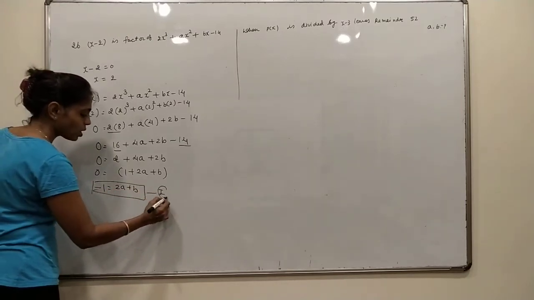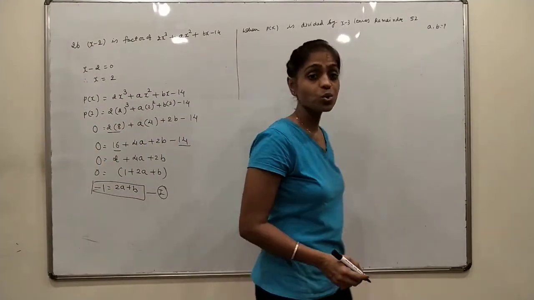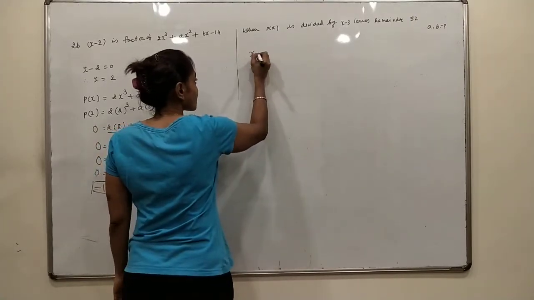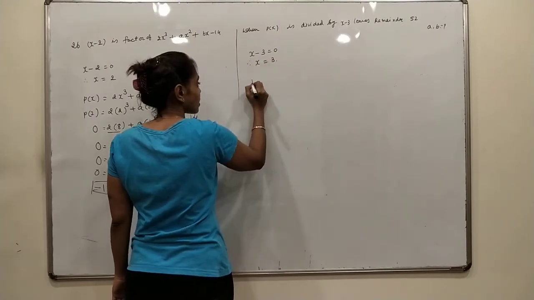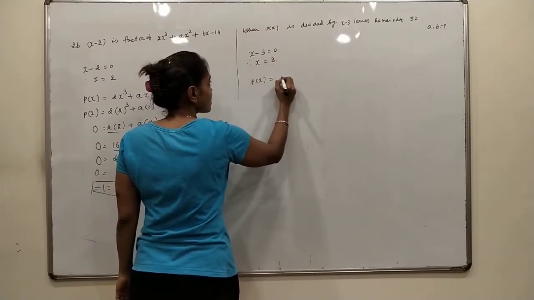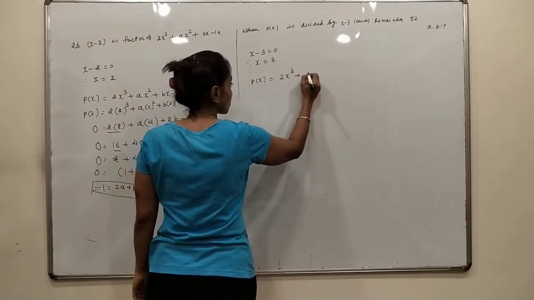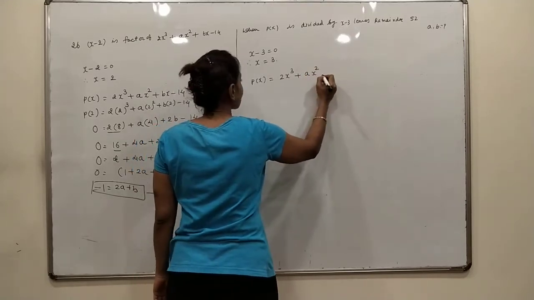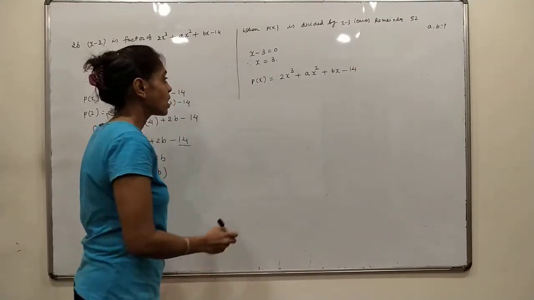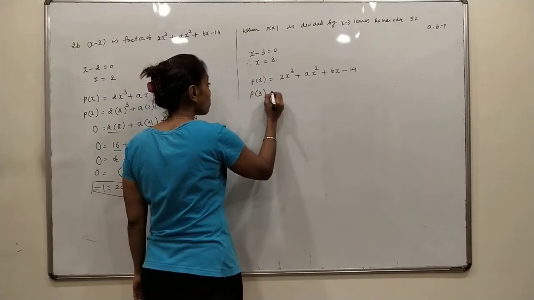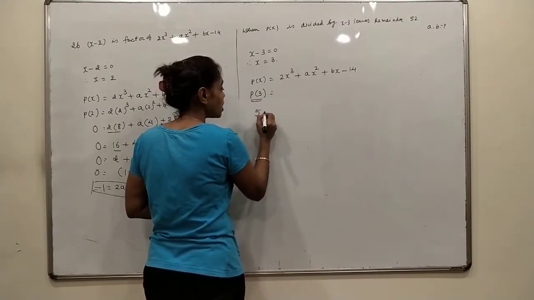That is equation number 1. Now again x minus 3 leaves the remainder 52. So x minus 3 is not a factor. So x minus 3 equal to 0, so x equal to 3. p of x is 2x cube plus ax square plus bx minus 14, but wherever there is x put 3, because we are dividing by it. It is not a factor and the remainder is 52. Got it?